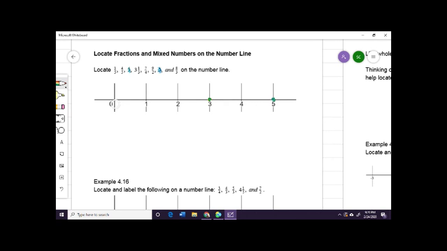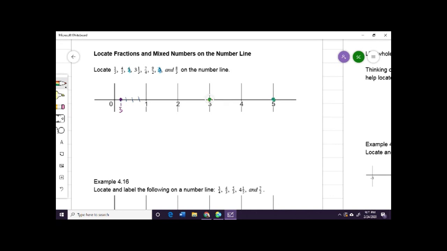So we need to divide the space between 0 and 1 into 5 sections, roughly. 1, 2, 3, kind of. 1, 2, 3, 4, 5. Not super even, but you get the idea. So the first one is 1/5. From 0, I'm going to move 1, and I'm going to put my dot there for 1/5. And then I can label that 1/5.